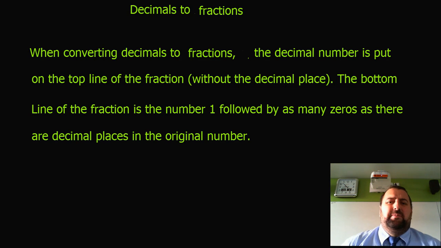Okay guys, so if we're converting decimals to fractions, it gets a little bit tricky. So what we actually need to do is create a fraction. The top line of the fraction is basically whatever numbers appeared in the decimal without the decimal place. The bottom line of the fraction is a 1, followed by as many zeros as there were in the original decimal. Let's have a look at an example so that we can explain it a bit better.